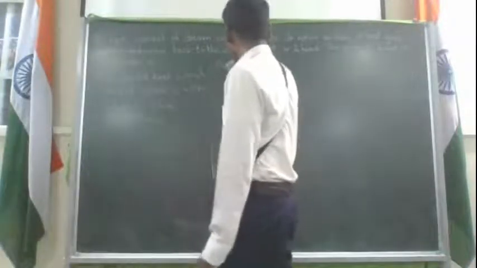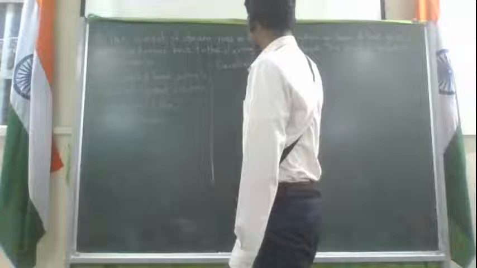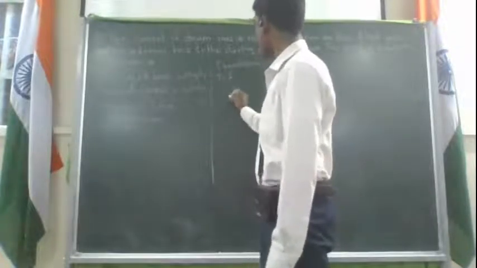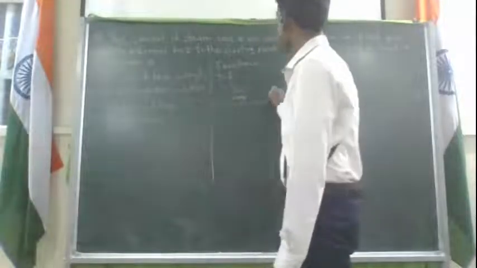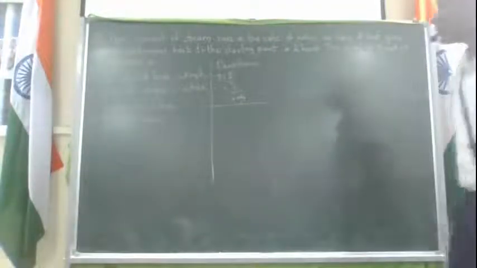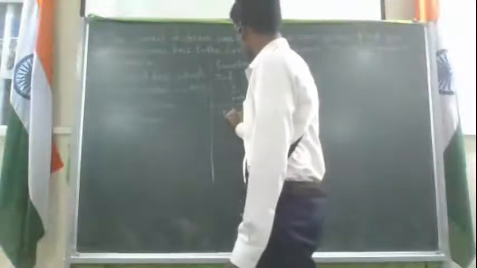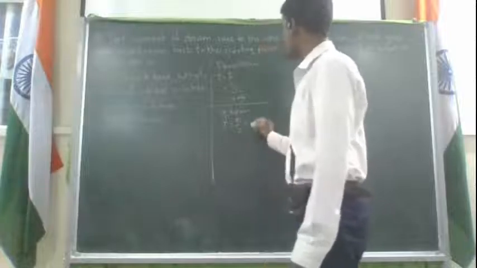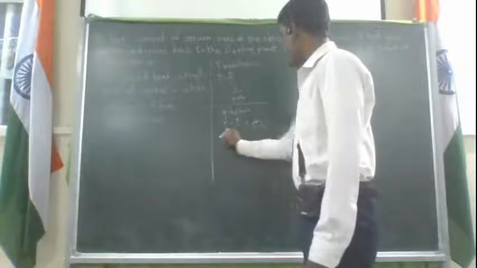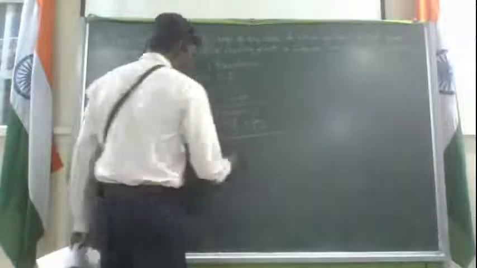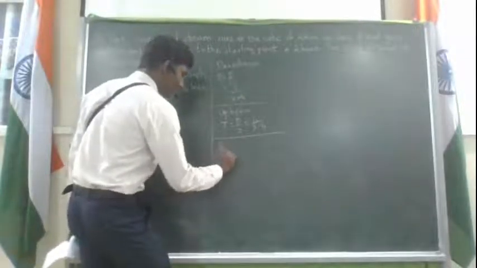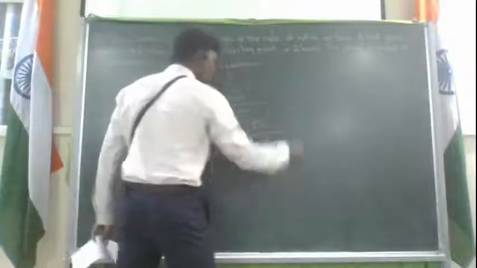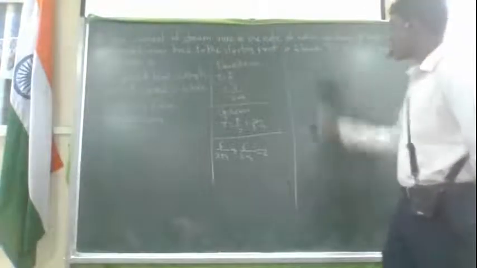First, let us go with the downstream. Time is equal to distance by speed. Distance is 6 and the speed is x plus 4. And upstream will be x minus 4. Upstream time is equal to distance by speed. Distance is 6, speed x minus 4. And the total time is 2. That means 6 by (x plus 4) plus 6 by (x minus 4) is equal to 2. Now I have to solve this quadratic equation.